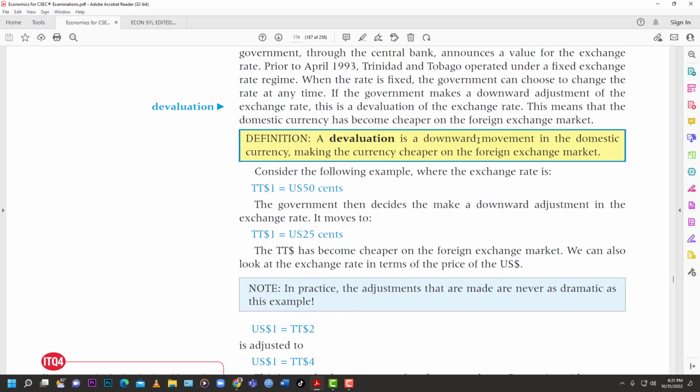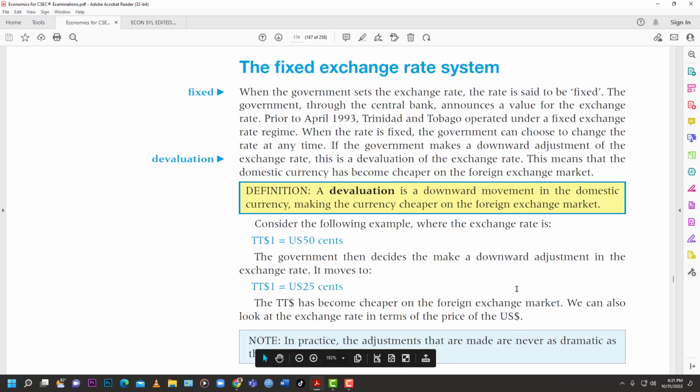A devaluation is a downward movement in the domestic currency, making the currency cheaper on the foreign exchange market. What does this mean? Remember, we said that the fixed exchange rate is set by the government or the authority. They also have the ability to either bring down the value of the currency or carry up the value of the currency as it relates to exchanging for one currency versus the next.